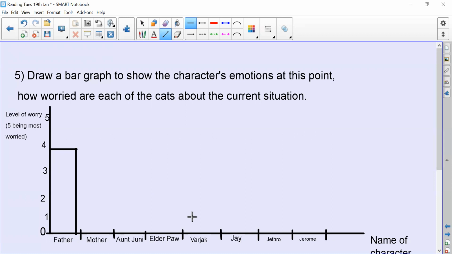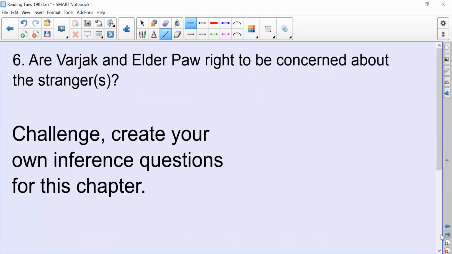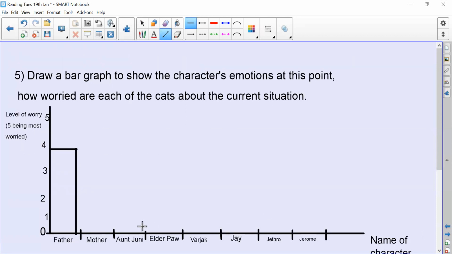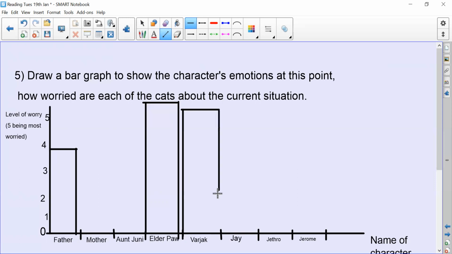Who do you think is the most worried? And then we'll come on to this question here. Are Varjak and Elder Paul right to be concerned about the stranger or strangers? So I think I would have put Elder Paul as the most worried, and possibly Varjak right up there as well. Maybe a little bit lower. I don't think these boys are very worried. Quite similar.